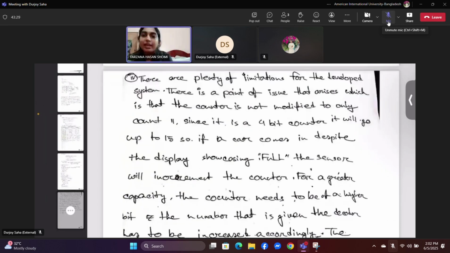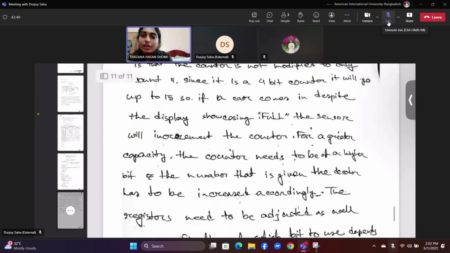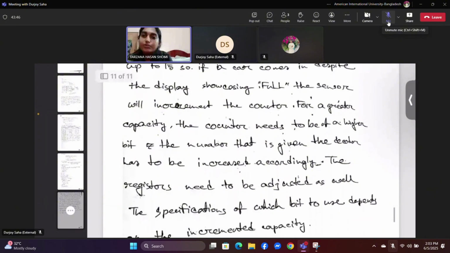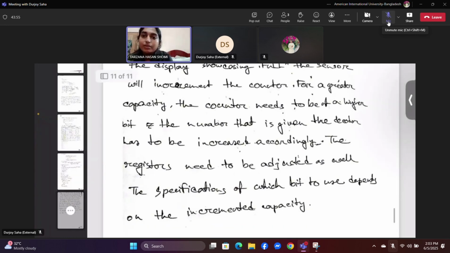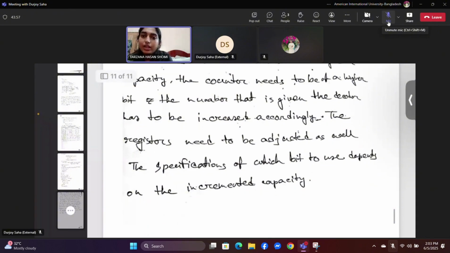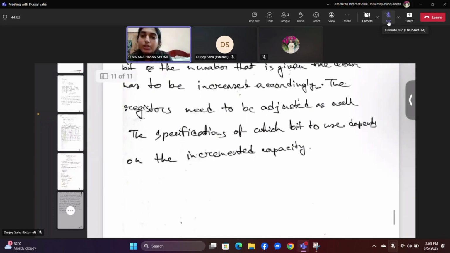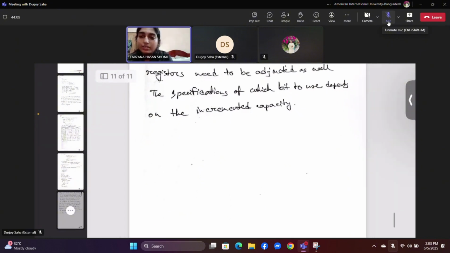There are some limitations of the developed system. One issue is that the counter is not limited to only count to 11. Since it is a 4-bit counter, it will go up to 15. So if a car comes in, it will increment the counter beyond the capacity. For a greater capacity, the counter needs to have more bits. The number that is given in the declaration has to be increased accordingly. The registers need to be adjusted as well. The specific choice of which bit width to use depends on the intended capacity.